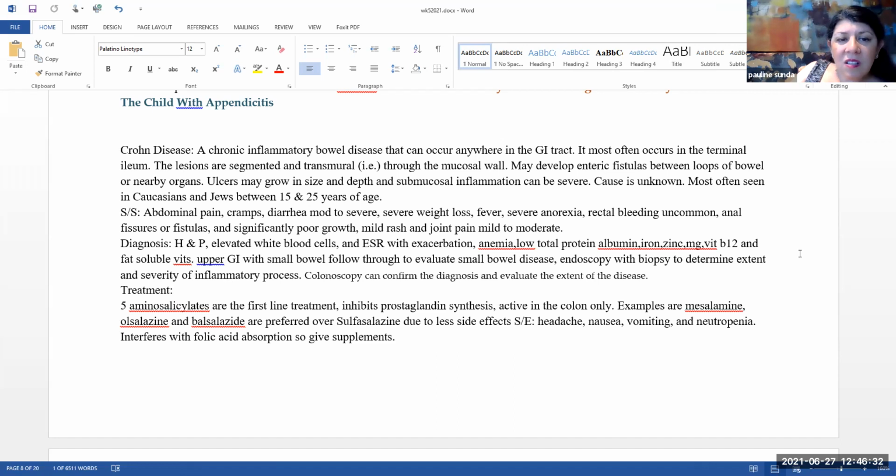Diagnosis: history and physical, elevated white blood cell count, ESR with exacerbation will be elevated, anemia, low total protein, albumin, iron, zinc, magnesium, vitamin B12, and fat-soluble vitamins. So these all may be low. Upper GI with a small bowel follow-through to evaluate the small bowel disease. Endoscopy with biopsy may be done to determine the extent and the severity of the inflammatory process. A colonoscopy can confirm the diagnosis and evaluate the extent of the disease.